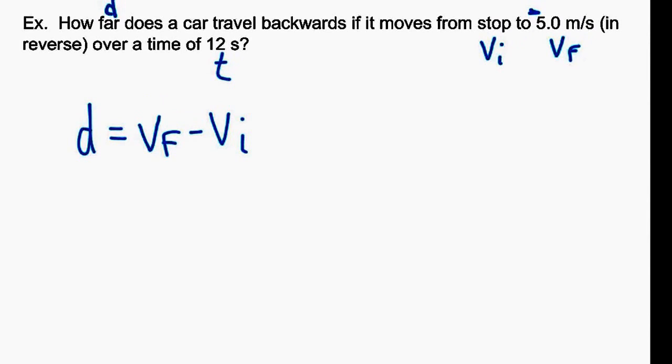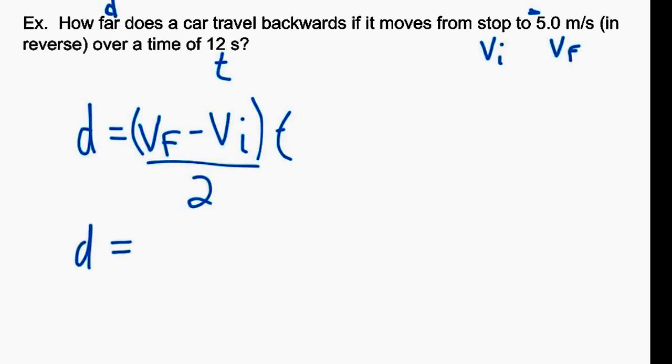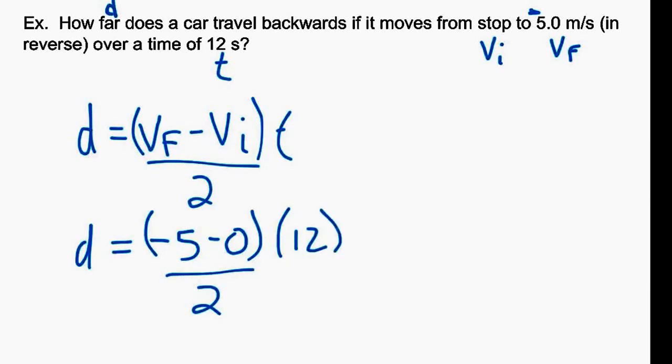We would have D equals VF plus VI divided by 2 times time would be our formula we want to use. Let's plug in all our numbers. So in this case we're looking for D, so that's good. We don't have to do any rearranging. So our VF would be minus 5. Our VI is 0. So that's good. Divided by 2 times 12. So just plug all those in on your calculator. So you'd have negative 5 divided by 2 times 12. We get an answer of negative 30.